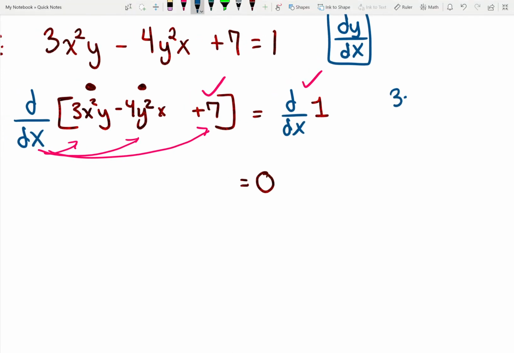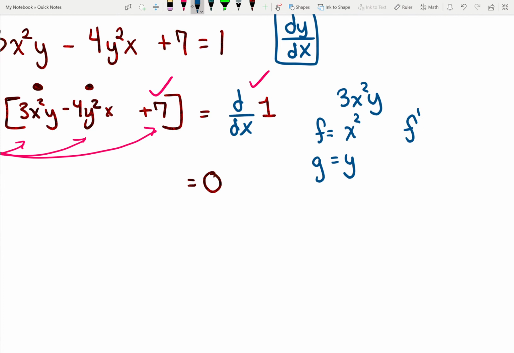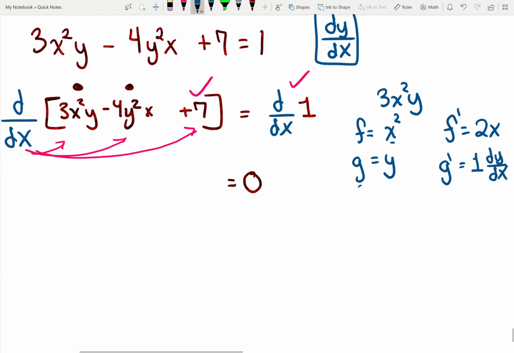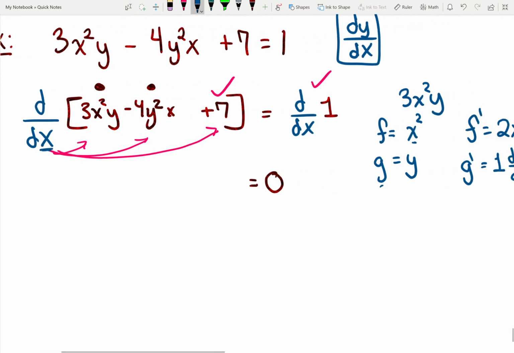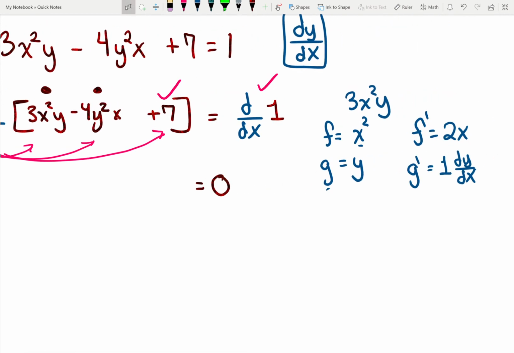Let's attack 3x squared y. And let's let f equal x squared, g equal y. So therefore, f prime equals 2x. I took the derivative of this one. And then g prime, the derivative of this one, will be 1 dy/dx, because I'm taking the derivative with respect to x. Okay, so let's piece together this one's derivative.